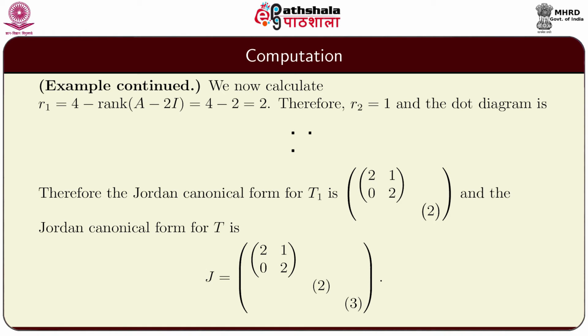Therefore, the Jordan canonical form for T1 would be: the first Jordan block appearing on the top left corner is 2, 1, 0, 2, and then another Jordan block which is a 1 cross 1 matrix 2. And the Jordan canonical form for T would be the Jordan block 2, 1, 0, 2 on the top left, followed by the 1 cross 1 block 2 and then the 1 cross 1 block 3.